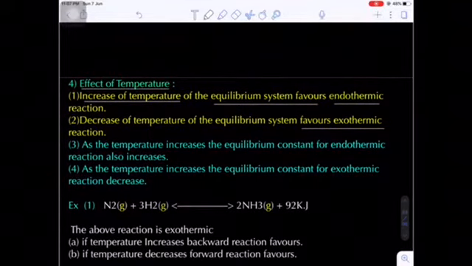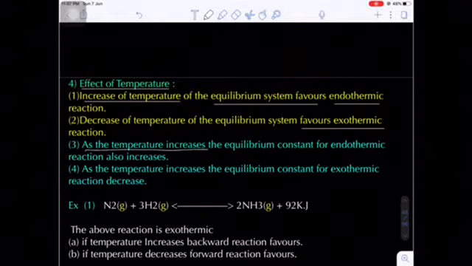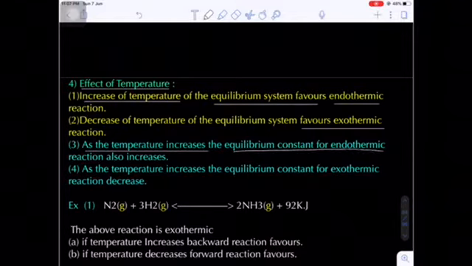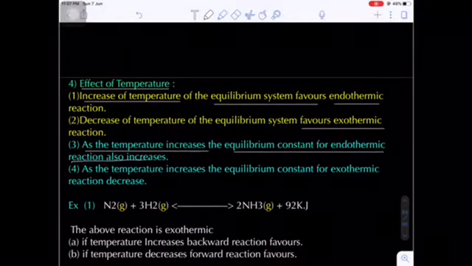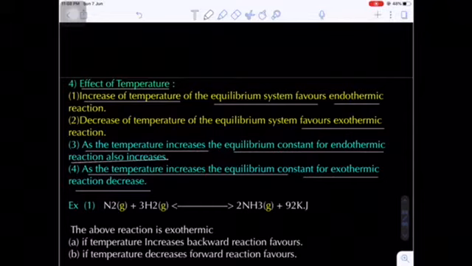Now, as the temperature increases, the equilibrium constant for an endothermic reaction increases, directly proportional, as we know from the effect of temperature on the position of equilibrium. As the temperature increases, what happens to the equilibrium constant for an exothermic reaction? It decreases. That means in an endothermic reaction, K equilibrium is directly proportional to temperature, whereas in an exothermic reaction, K equilibrium is inversely proportional to temperature. So the third point and fourth point are very important points.